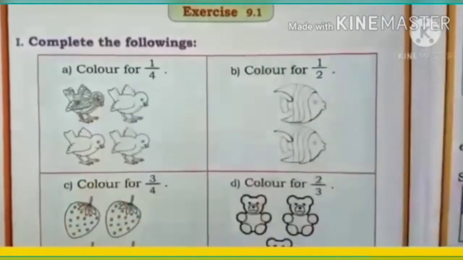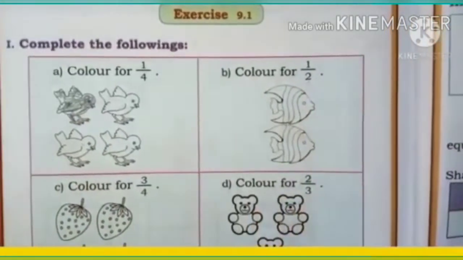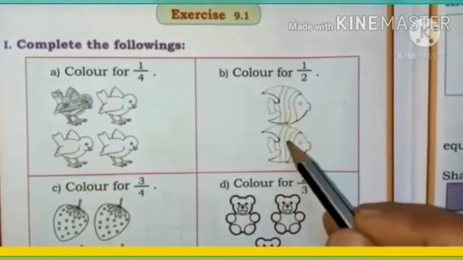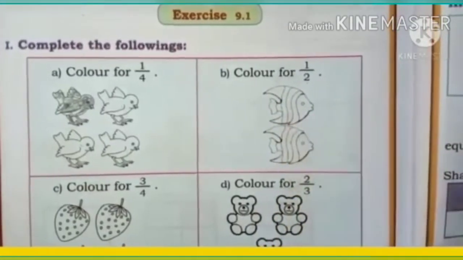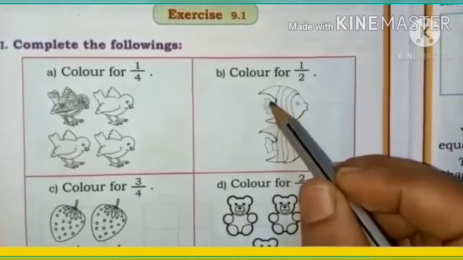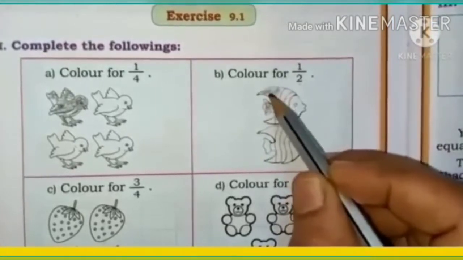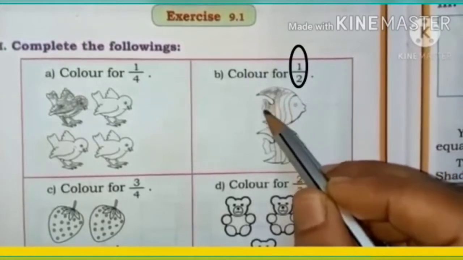Now, first main, B question. Color for 1 by 2. There are 2 fishes. So, we color one fish. The fraction form is 1 by 2 or half.